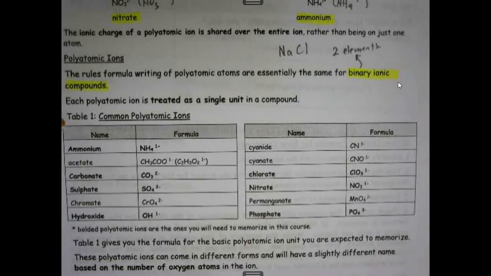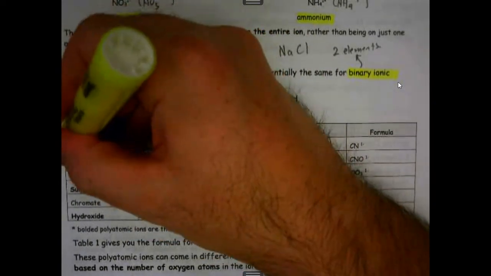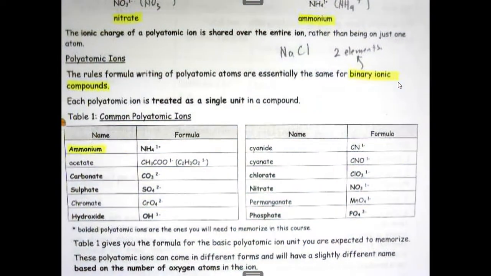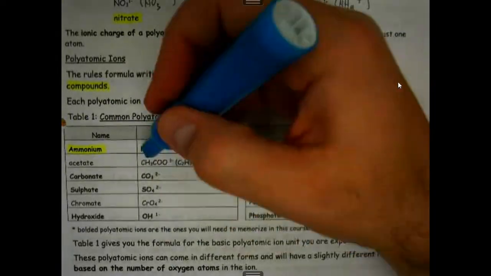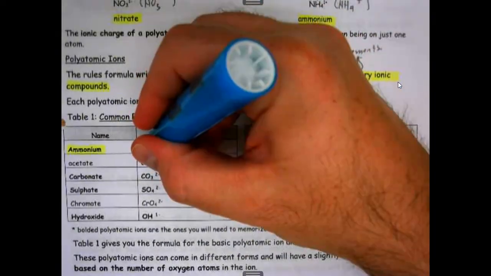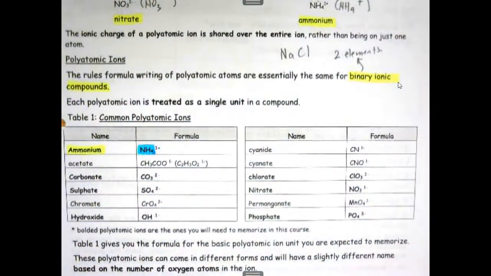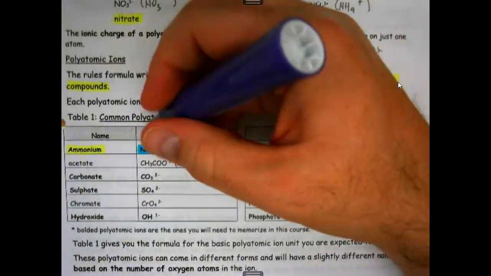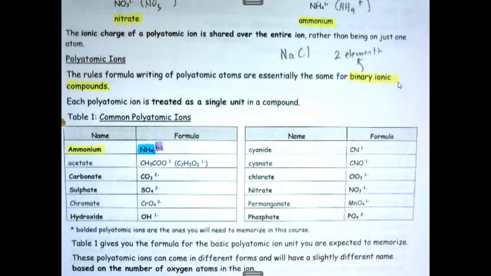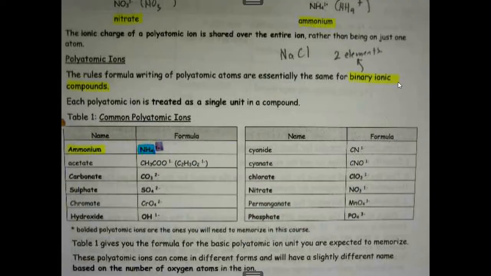So the parts that you're going to have to memorize are clearly the name. You're going to have to memorize the formula. And you're also going to have to memorize the charge. Okay, so there's 3 things about those 7 you'll have to know. Now, of course, the more you use these, the more familiar you'll get, and it won't be just a straight memorization. You'll just remember because of constant use and so on.